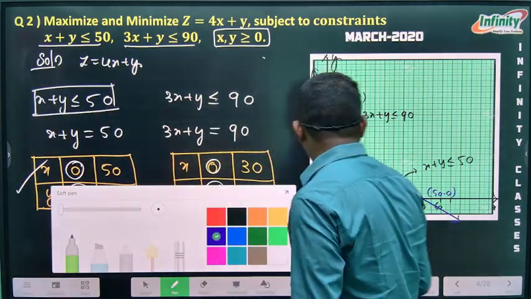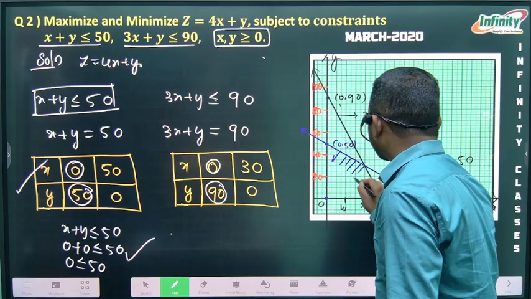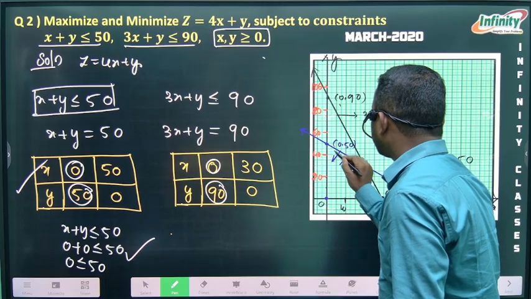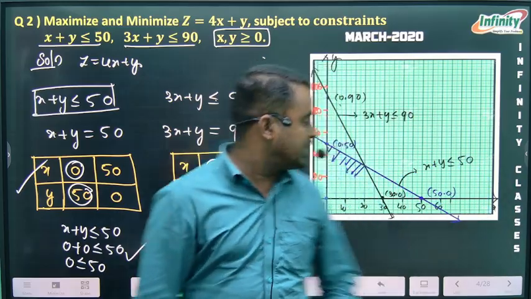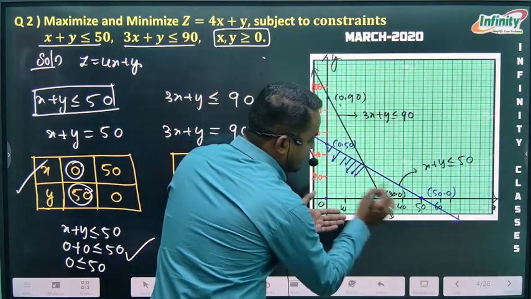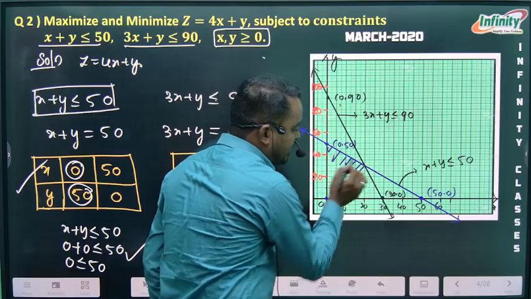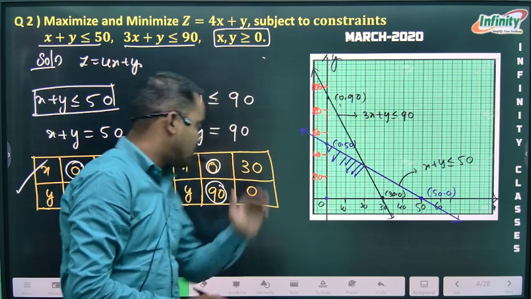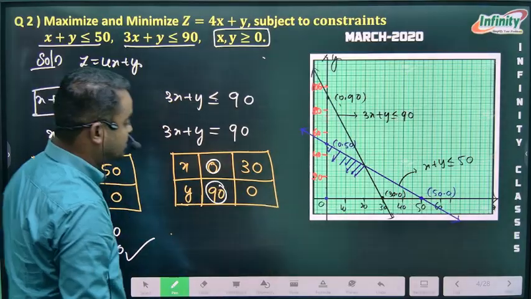Towards origin, that is, below this line, towards origin. Solution lies towards origin for this line. Yes. And the second constraint line is intersecting at this point. We have to test the second constraint also. Then after that we have to decide which is the feasible region and which is not the feasible region.